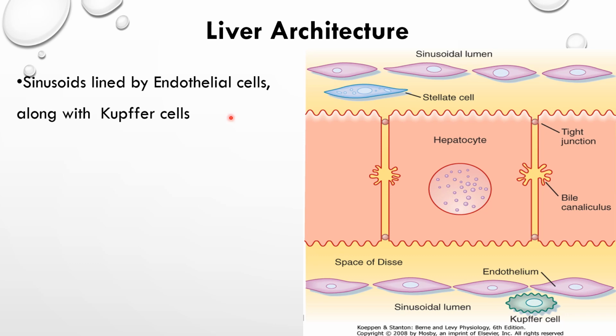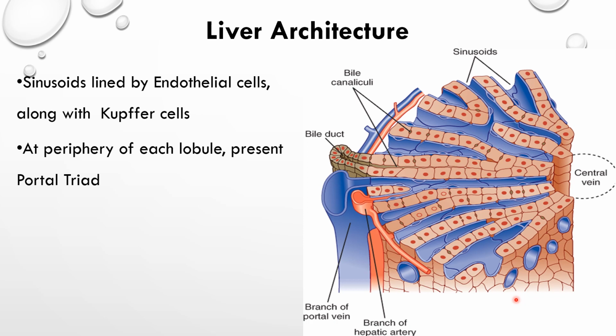Liver architecture. The sinusoids are lined by the endothelial cells. You can see these endothelial cells, and along with that there are the Kupffer cells. As we have discussed, this Kupffer cell plays an important immune function. In the periphery of each lobule there is the portal triad, right, which includes the portal vein, the hepatic artery and the bile duct.